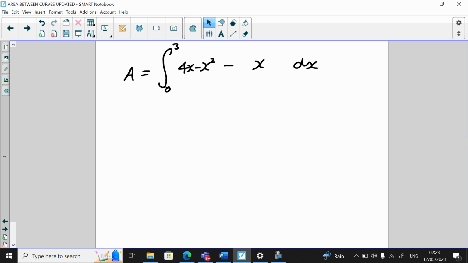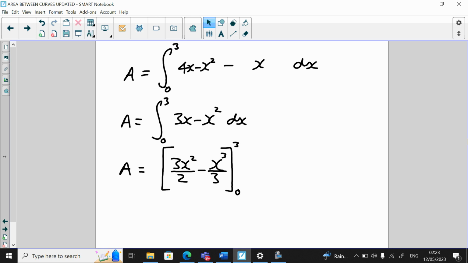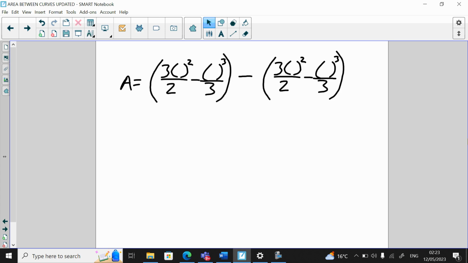Let's gather like terms. Okay, so now we can just proceed with the rules. So 3x to the 1 will become 3x to the 2 over 2. The other one, the x to the 2, will become x to the 3 over 3. That's me integrated. I packed it up in rectangular brackets here, moved my limits to the right, and I'm now going to insert my limits once I've cut and pasted. Here, the 3x squared over 2 take away x cubed over 3.